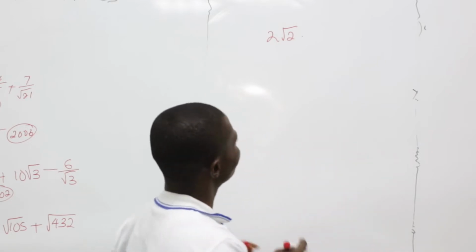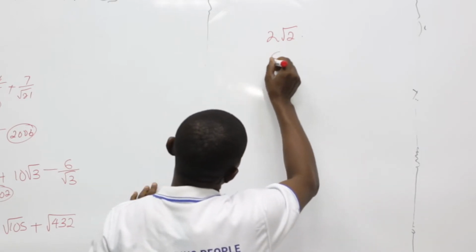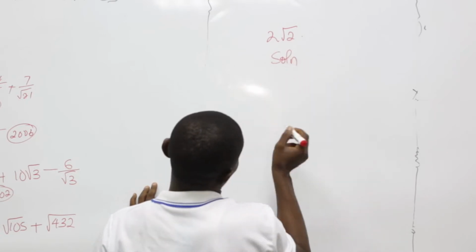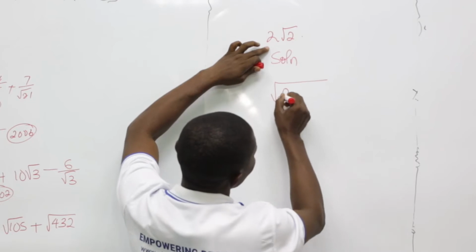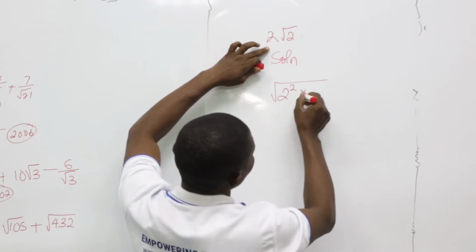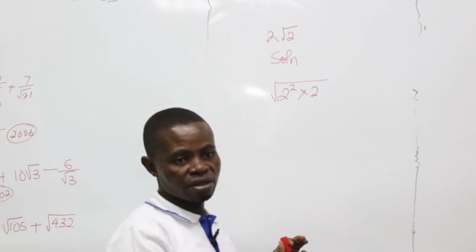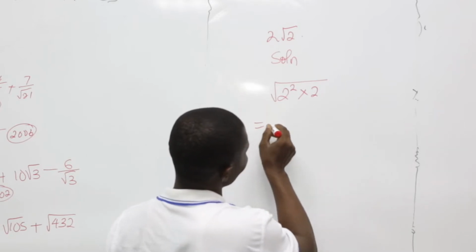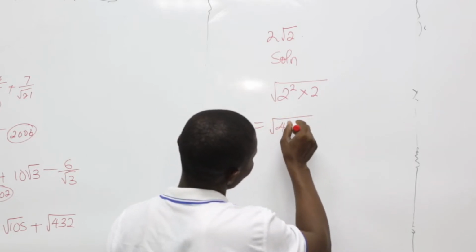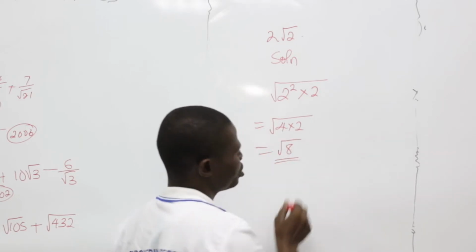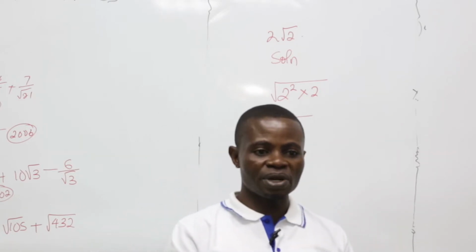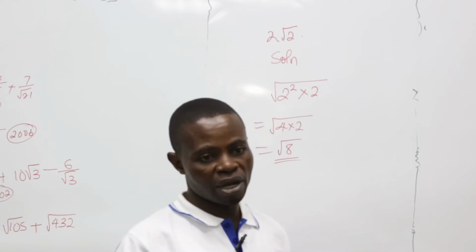Now, this will imply that this one here, you square it, then multiply by the one inside. So square of 2 is what? 4 times 2. It will give us what? Root 8. So this is your answer. You have expressed it as a single number.